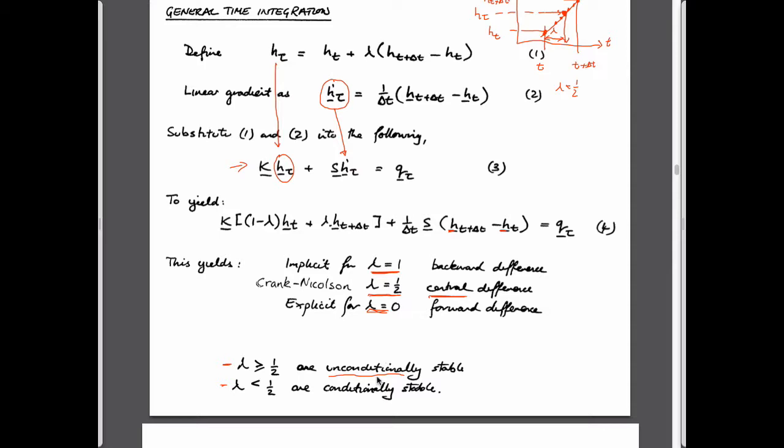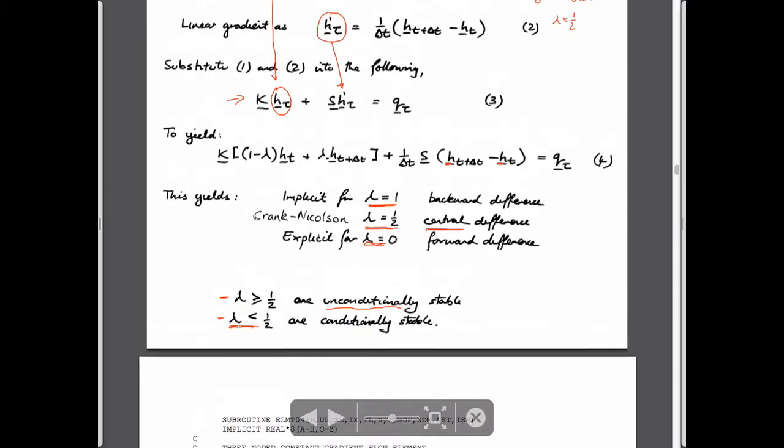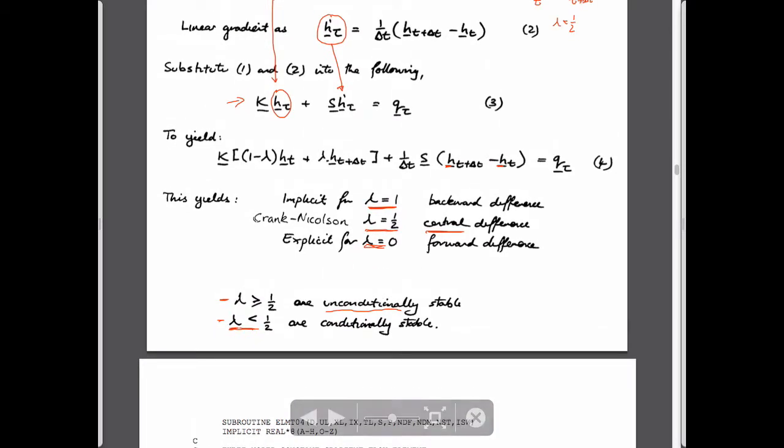They'll be like the first one we did. Choose whatever time step you want. You might not get the right answer, but you'll get a stable solution. If you choose a time step which is too large and you're using one which is below Crank-Nicolson, of lambda less than a half, then you'll get this oscillating behavior. So that's the time stepping methods.